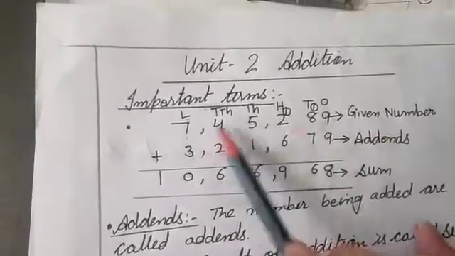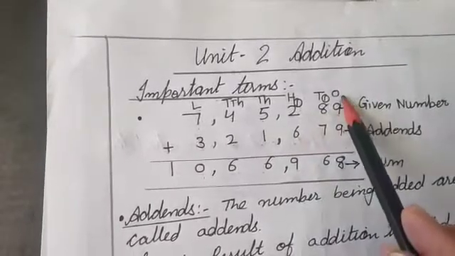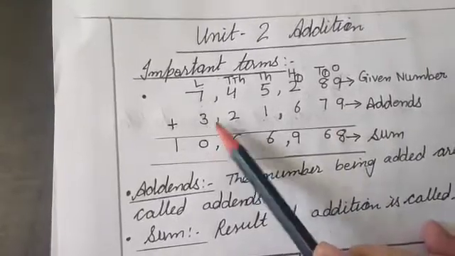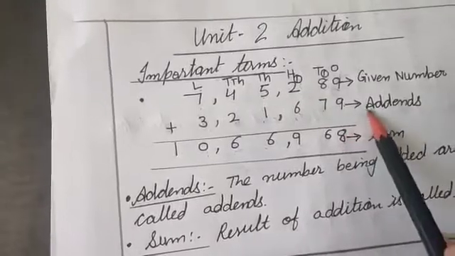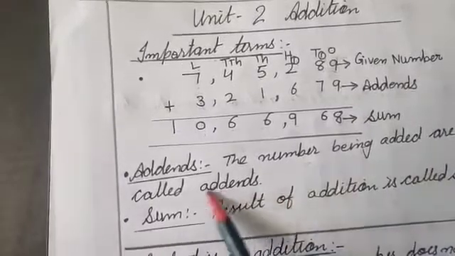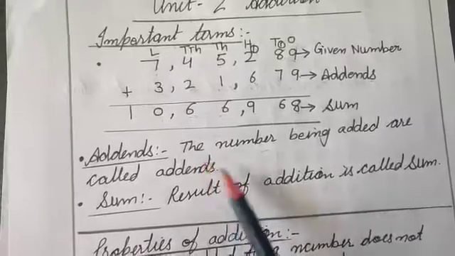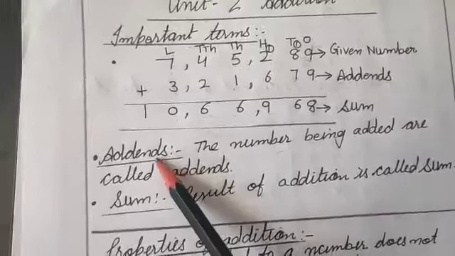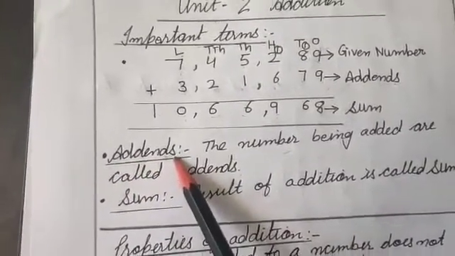Now this is the given number, 7,45,289. It was given. What we had added in this? We have added 3,21,679. What is this called? This is called addend. So what is an addend? The numbers being added are called addends. When to any given number we add another number, that other number is called an addend. Its spelling is ADDENDS. So this is a new term for you.